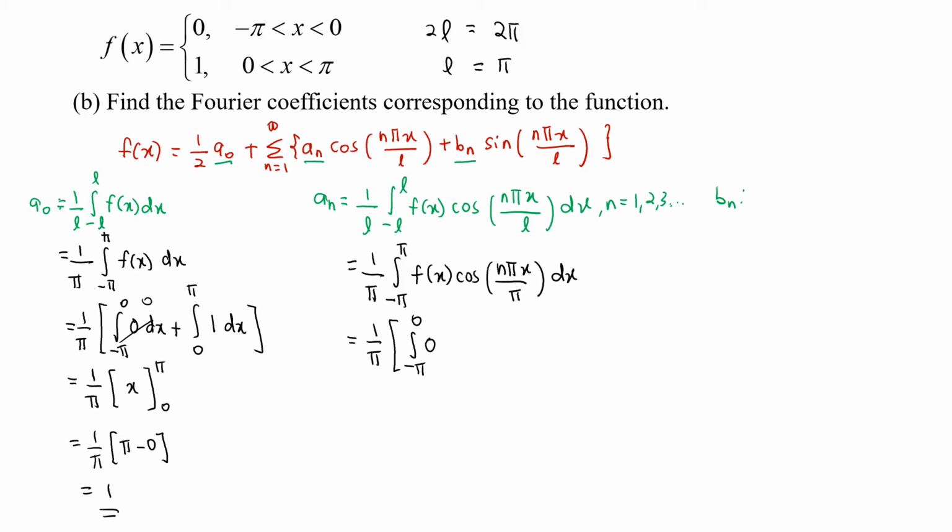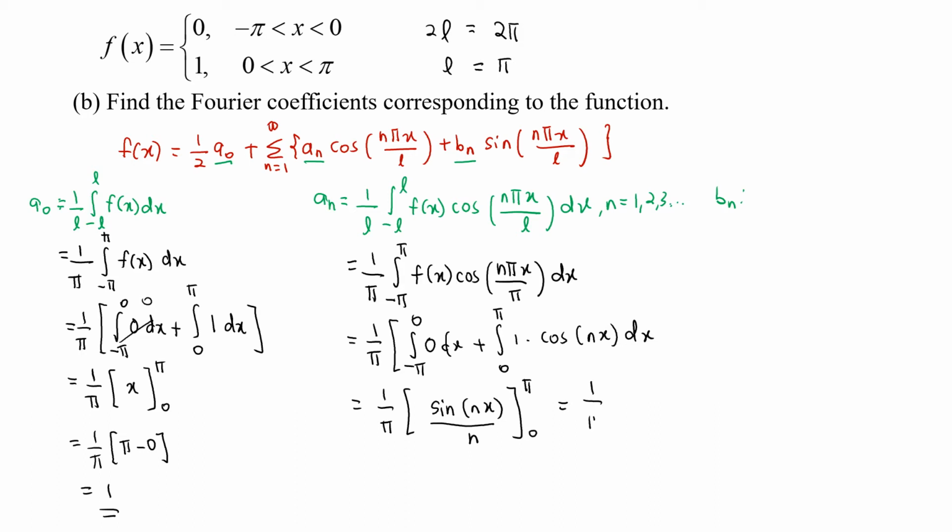So the function f(x) is equal to 0, times this is equal to 0. And then the second integration will be from 0 up to pi, where f(x) is equal to 1 times cos(n pi x over pi), which is cos(nx) dx. So 1 over pi, this will be 0, and the integration of cos will be sine of nx divided by n, where the limit is from 0 up to pi.